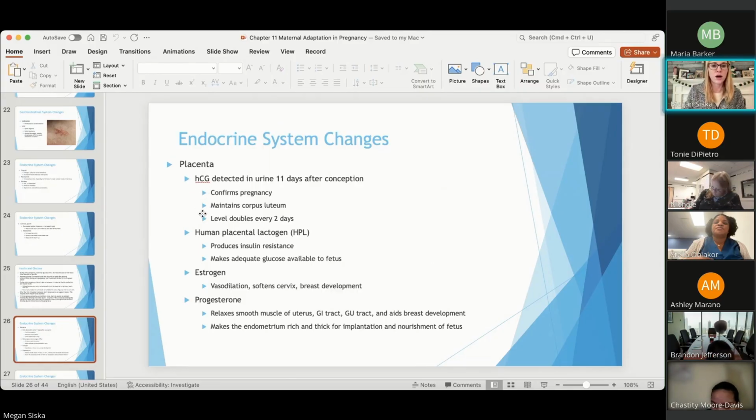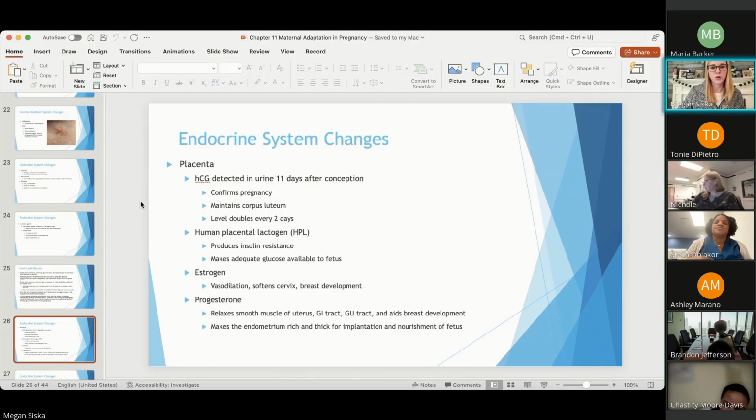It also helps to maintain the corpus luteum until the placenta can take over. And then the levels of HCG double about every 2 days. So sometimes during pregnancy, they will monitor that level to make sure it's rising appropriately or going down appropriately, depending on the circumstances.